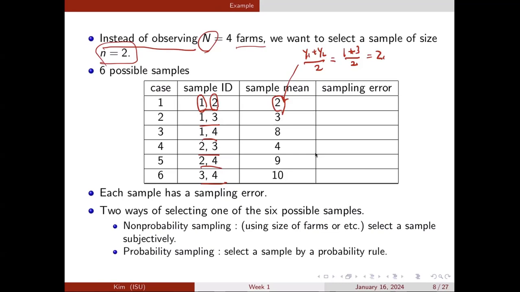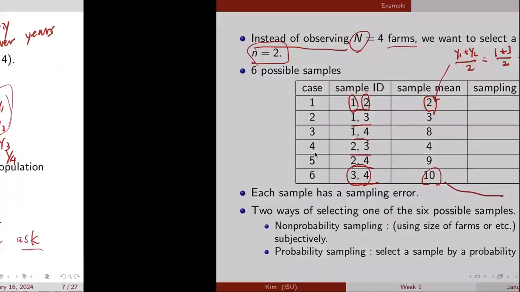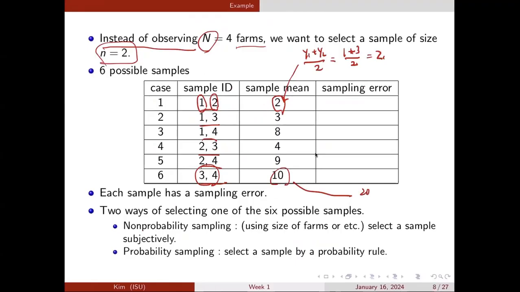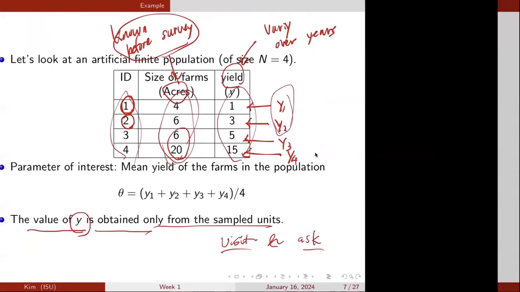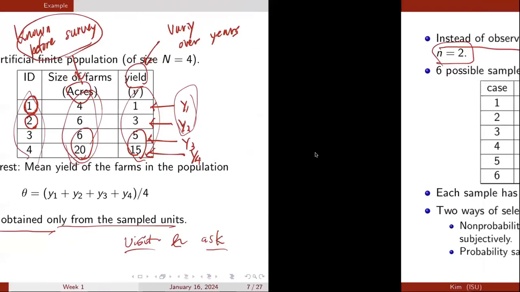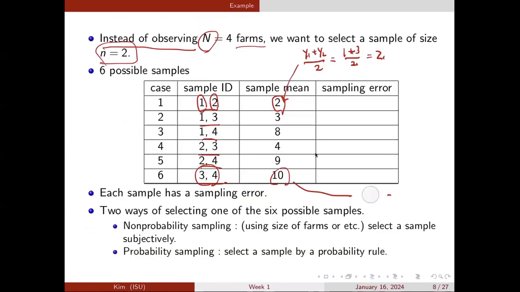Other things are the same, right? Take 3 and 4, for example. So this one is what? Sorry, no, 5 and 15. 5 plus 15 divided by 2, which is 20 divided by 2, which is 10. So that is this one.